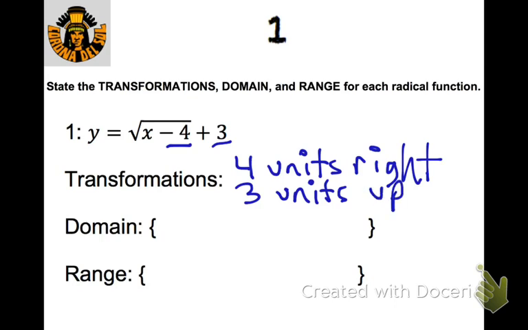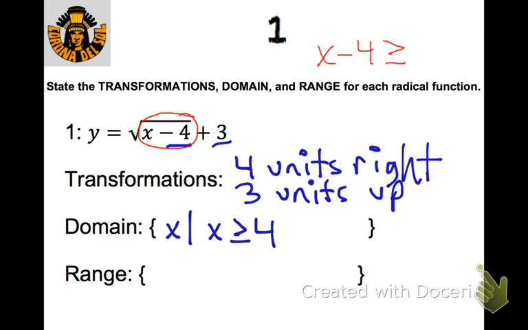The domain is normally for the parent function, x is greater than or equal to 0, but because we're shifting 4 units to the right, it's now going to be all the x values such that x is greater than or equal to 4. And remember, the other technique to figure out the domain is to take whatever's under the radical and make it greater than or equal to 0 and solve for x. So if I solve this, x is greater than or equal to, we add the 4, so same thing, x is greater than or equal to 4.